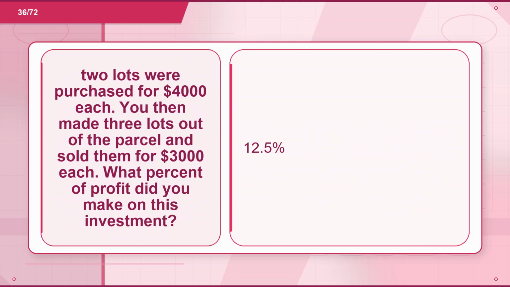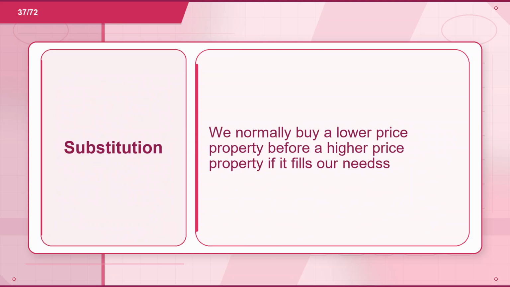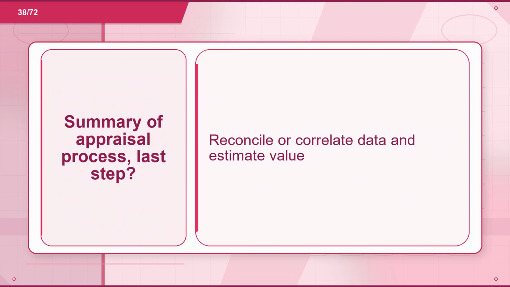Definition: 12.5%. Flashcard 37, term: substitution. Definition: we normally buy a lower price property before a higher price property if it fills our needs. Flashcard 38, term: summary of appraisal process, last step. Definition: reconcile or correlate data and estimate value.